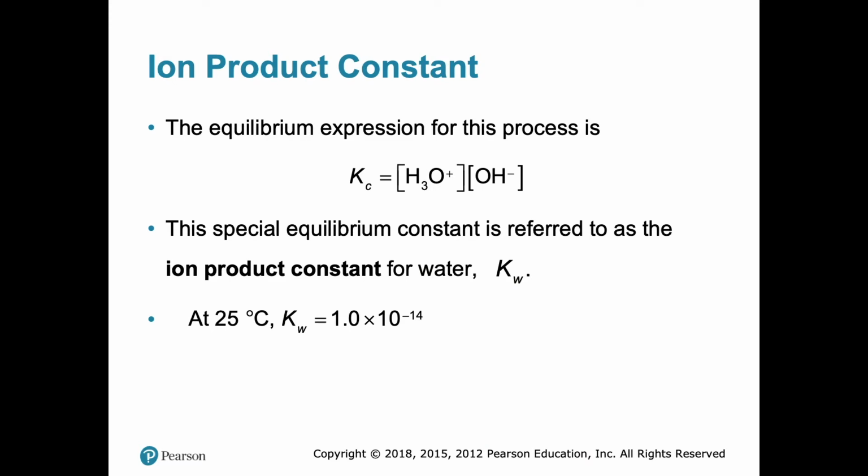So we have this thing here that you should recognize. It's called the Kc, or the equilibrium expression. For the process of water doing its autoionization, it's going to be the concentration of hydronium times the concentration of hydroxide. The special equilibrium constant is referred to as the Kw of water. You can call it the Kc, the equilibrium constant generally, but since water is so special, we call it the ion product constant for water, which is Kw. The Kw at 25 degrees Celsius is 1.0 times 10 to the negative 14. And you're going to start seeing how useful that is in just a second, okay?